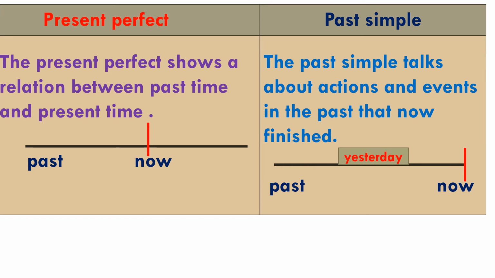But the past simple talks about actions and events in the past that are now finished. انتهى الآن. Look, now and past, yesterday أمس، يعني فعل انتهى في الماضي، قد يكون أمس أول أمس إلى آخره بوقت غير محدد.